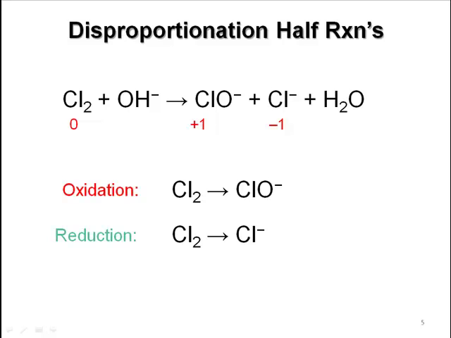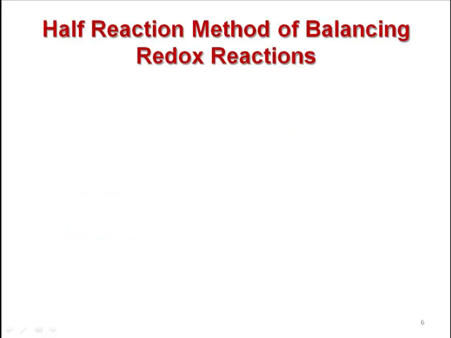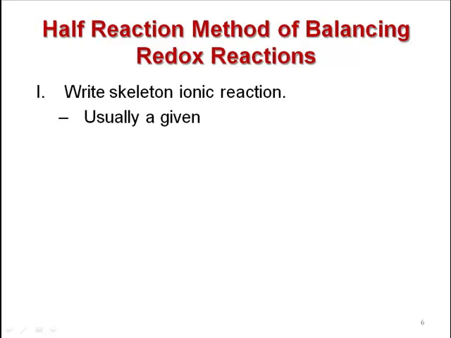Now, when you look at redox reactions, the way we balance a redox reaction is we use what's called the half reaction method. This method is fundamental for all redox reactions. And the very first step is to write a skeleton ionic reaction.